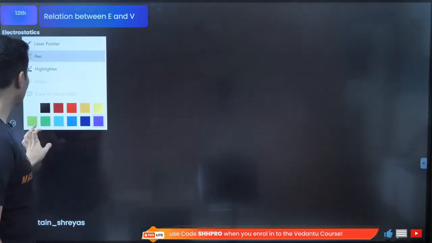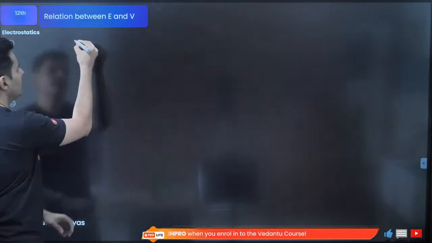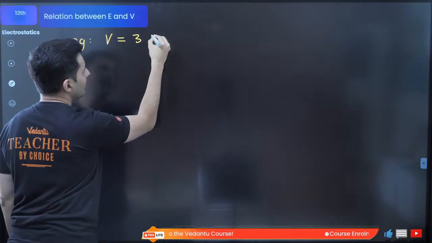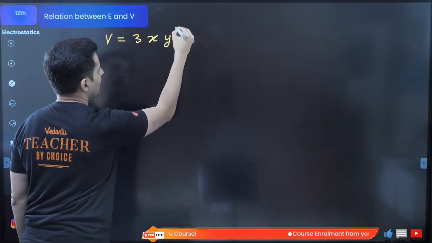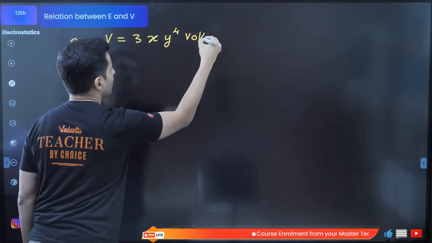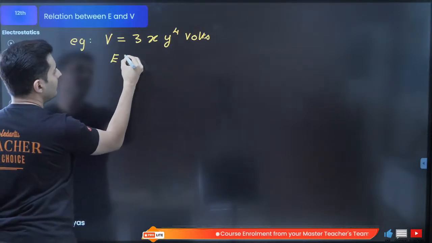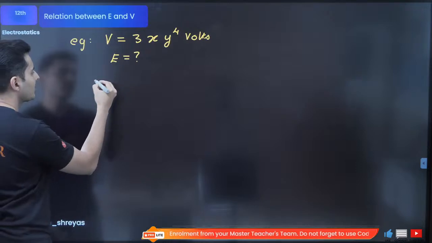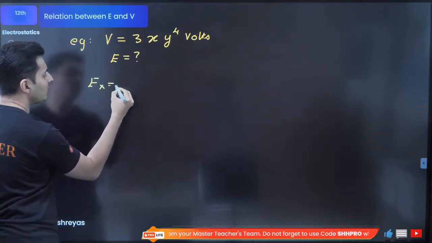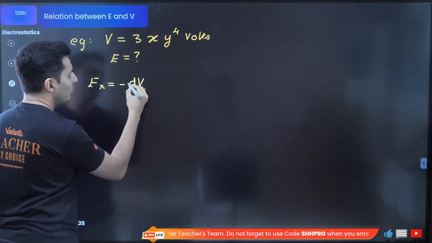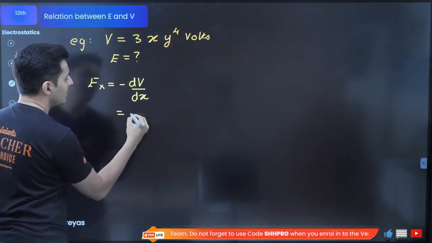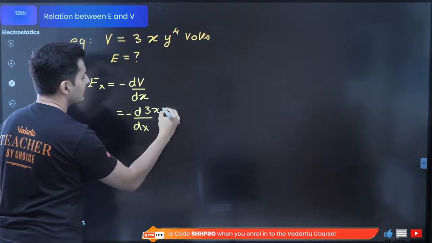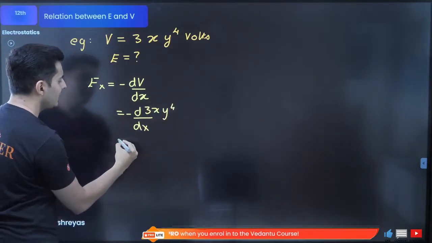Let's take up one more question so that you get a hang of it. Just imagine your potential is given by 3xy raised to 4 volts. And then they ask you, find the electric field. That is the question. Let's try to do this question. So first, I'm just going to find the value of Ex. This will be negative potential gradient with respect to x. So it will be minus d by dx of this 3x y raised to 4. Everything is constant.